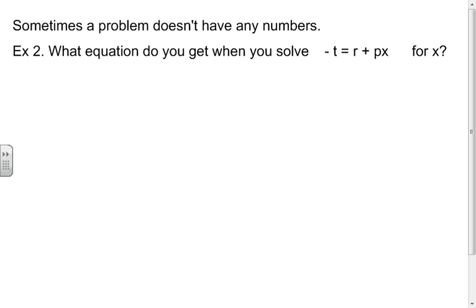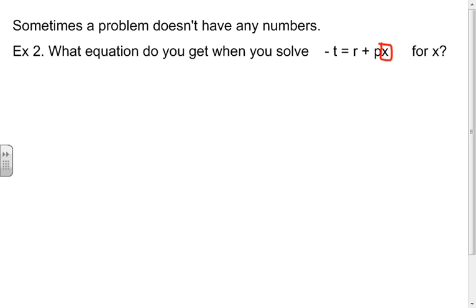Sometimes a problem doesn't have any numbers in it at all. That would be like this one. What equation do you get when you solve the equation -t equals r plus px for x? So, x is the variable that we care about. We're trying to get rid of everything else.